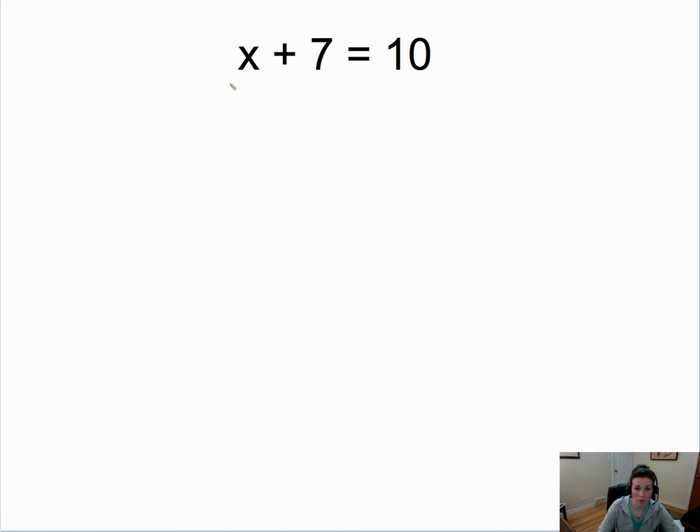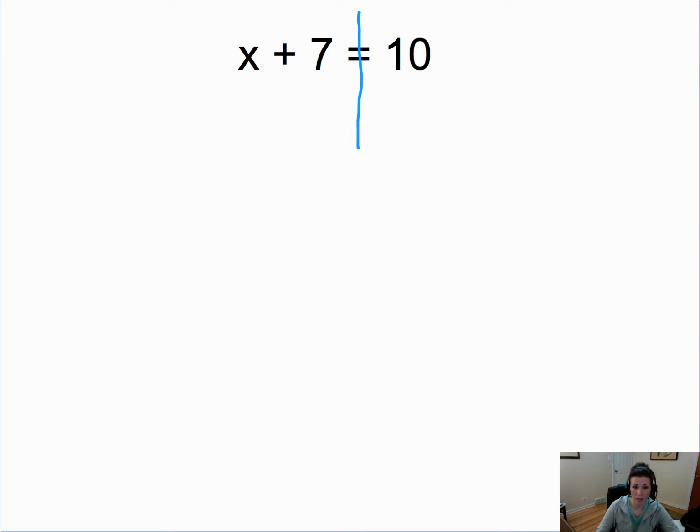So first of all, we want to look at a one-step equation as two different sides, and those two sides are separated by the equal sign. So on the left-hand side we have x plus 7, and on the right-hand side we have 10. Whatever I do to one side of the equation, I have to do to the other. So my goal is to get the variable by itself.